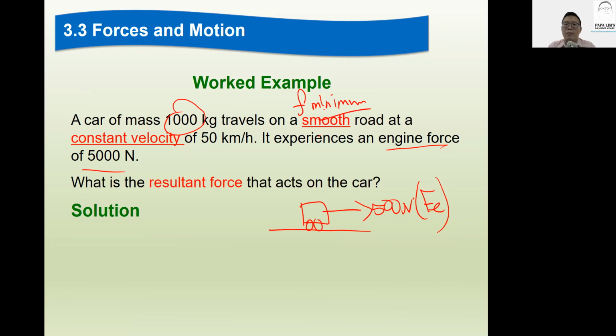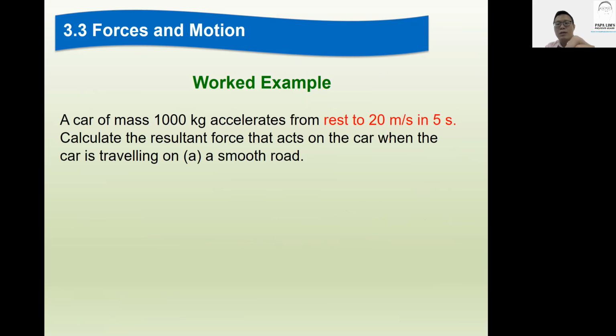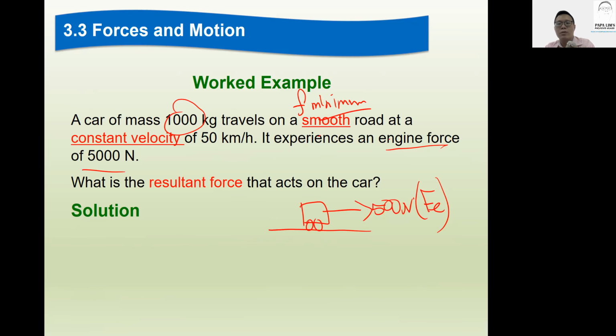So now is a good time to look at what is happening. Every time you see a question, highlight the keywords to see what is happening and what information is given to you. Whenever I see smooth floor, it means friction is minimum. When I look at engine force, it means that there is actually a driving force, FD. Constant velocity, here we must be careful. Constant velocity implies zero acceleration. So these are the clues that happen in the question.